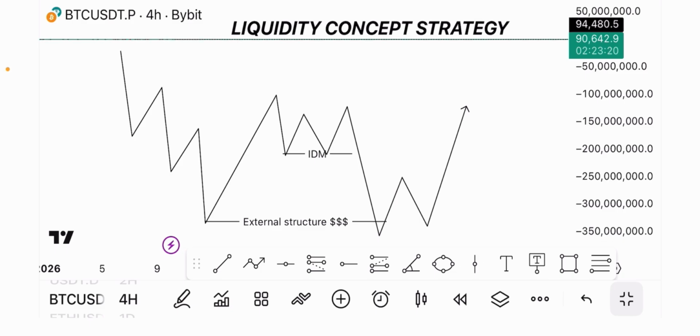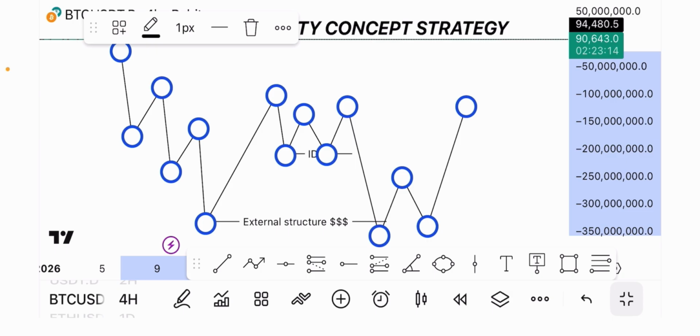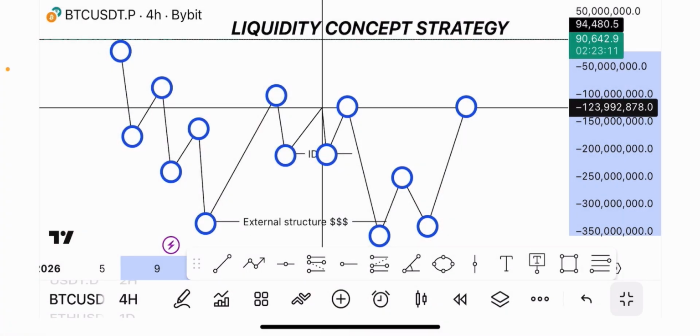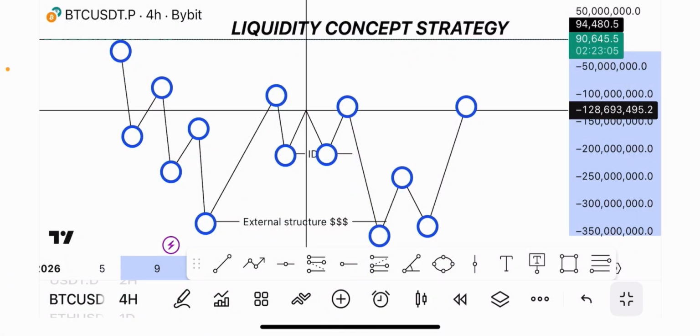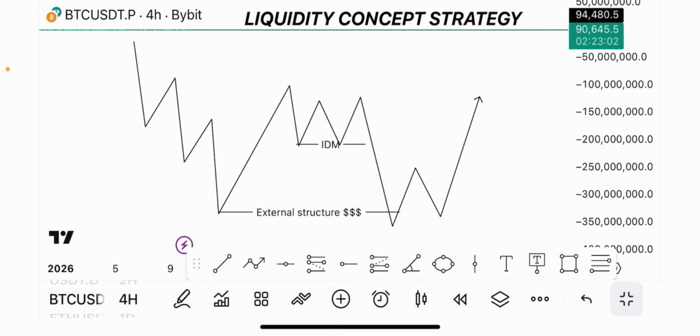Follow this strategy, apply proper risk management, follow this strategy with discipline. In the long run you become profitable. You will see results. To be honest with you, this particular strategy never failed me. The winning rate is very high when you apply this particular strategy. So this is just the liquidity concept strategy.